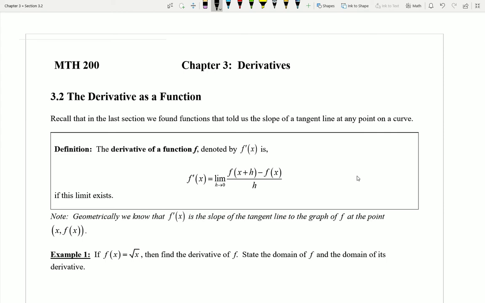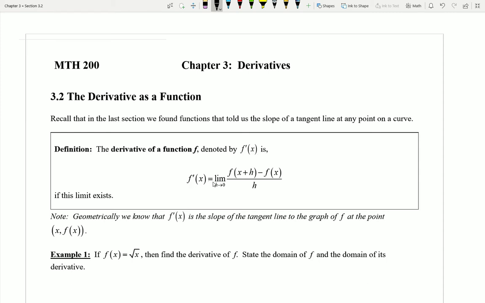In the last section, we talked about this concept of the derivative. We were able to create a function or a formula that would tell us the slope of a tangent line at really any point on a curve. This is summarized here in this definition that we established in the last section. We said that the derivative of a function f would first be denoted by this notation, f with a little tick mark of x, which we read as f prime of x.